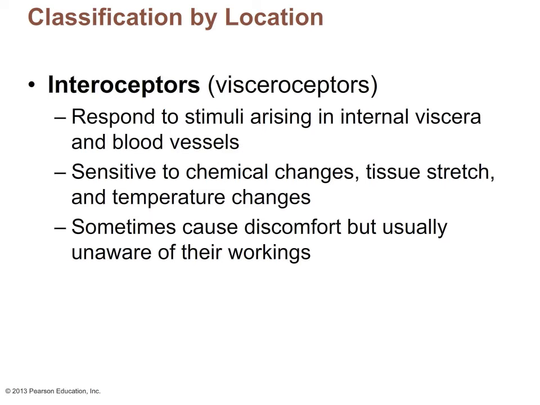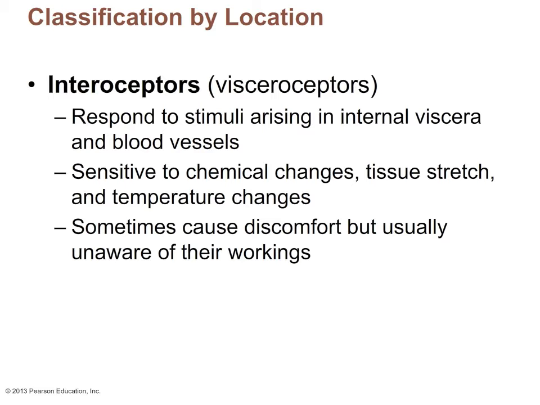On the other hand, interoceptors detect stimuli that arise from within the body. For example, we'll find interoceptors within the walls of the lungs that tell us a little bit about how much we're inflating our lungs when we breathe in or out. For this reason, these interoceptors are also called visceroreceptors because they're present within the viscera or the internal organs. These visceroreceptors are sensitive to changes in chemicals, to tissue stretch, and also to temperature changes inside the body.